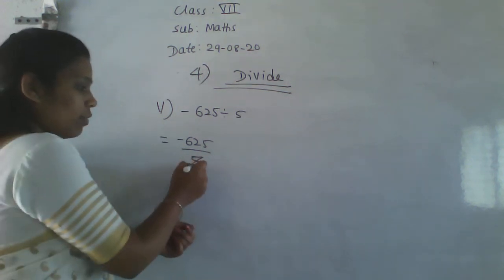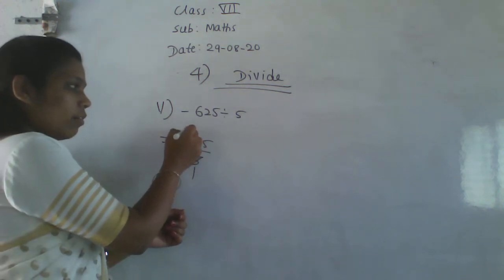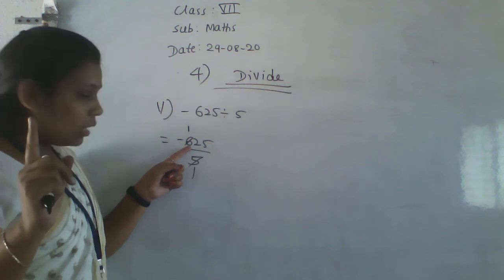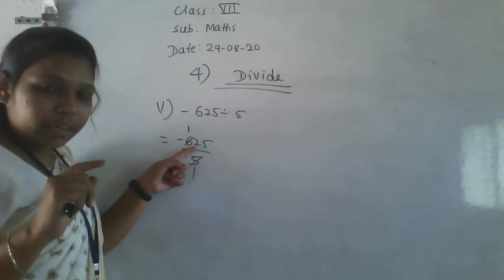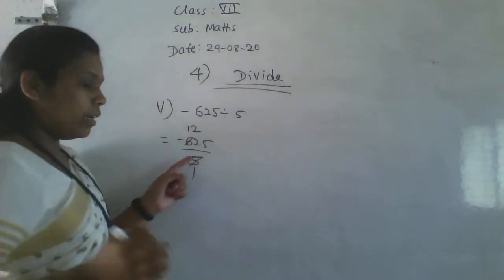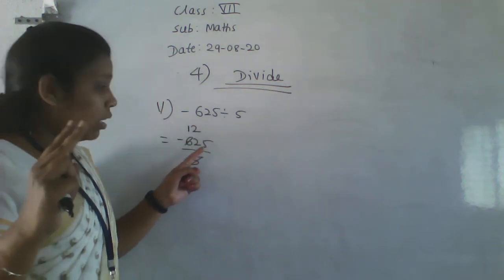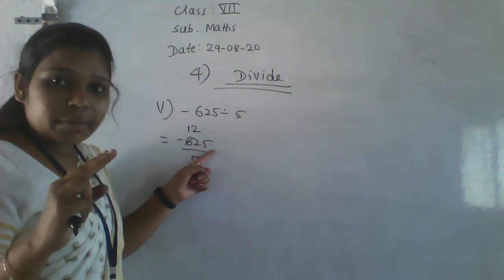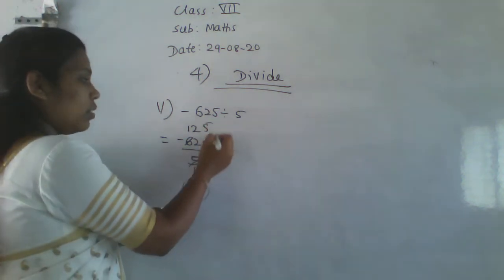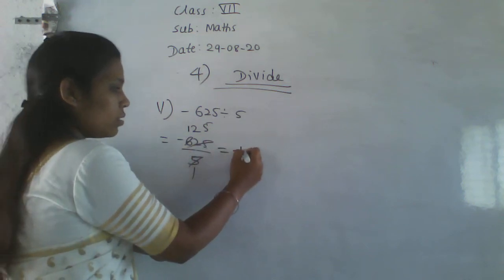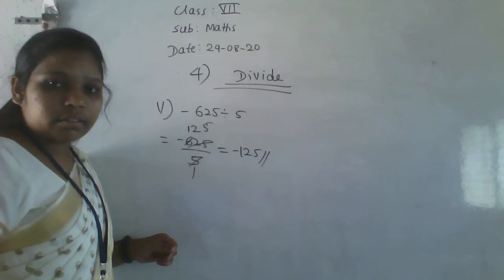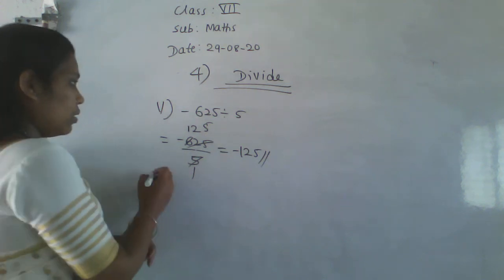First, 5 ones are 5. How much is left? Nothing, so next comes 2. 5 twos are 10, take 2. What is the remainder? 2. Then here 5 comes, which makes 25. 5 fives are 25, so everything cancels. So -125 is the answer. Like this you have to cancel. Getting everyone? Okay.